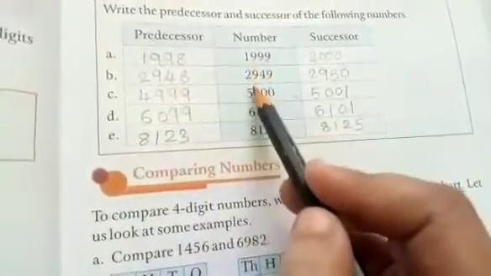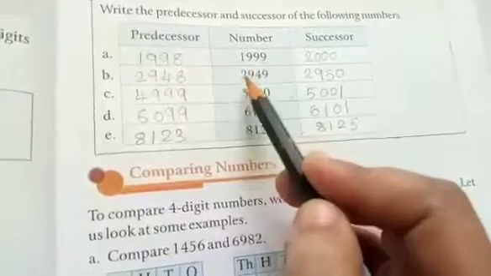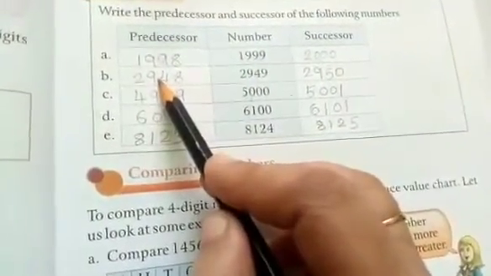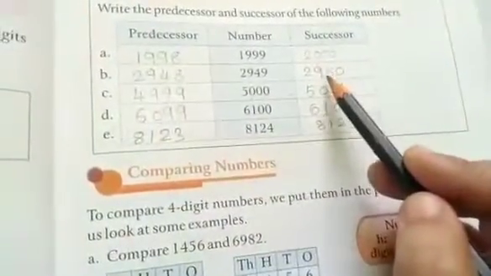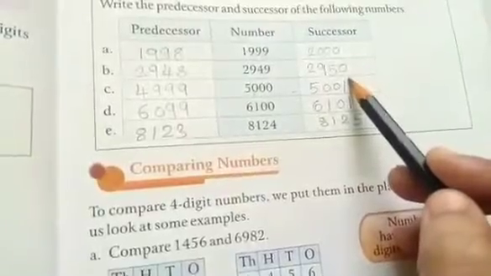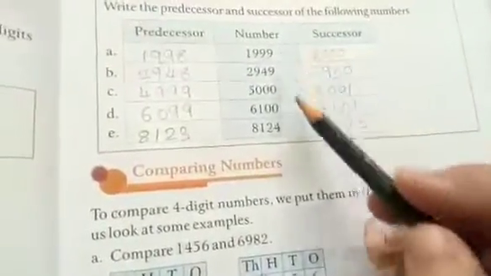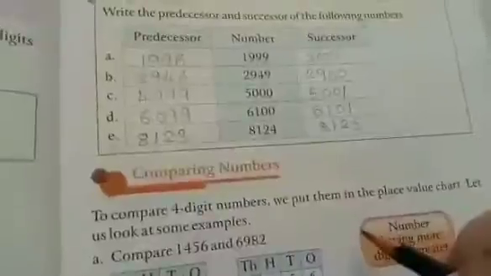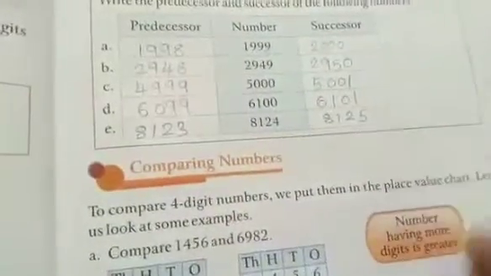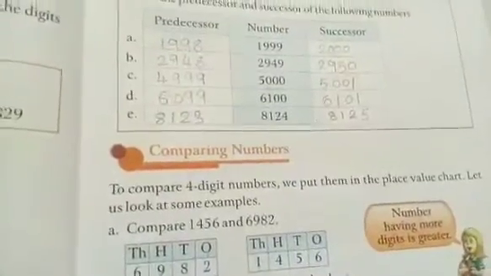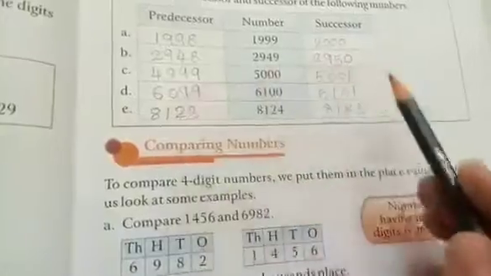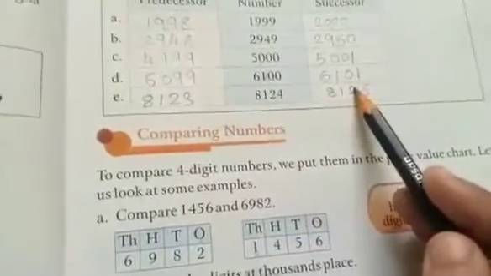You can subtract 1 from the given number. 2949 minus 1 is equal to 2948, and here you will get 2949 plus 1, 2950. So like this you have to find all the predecessors and successors. Predecessor means before and successor means after.